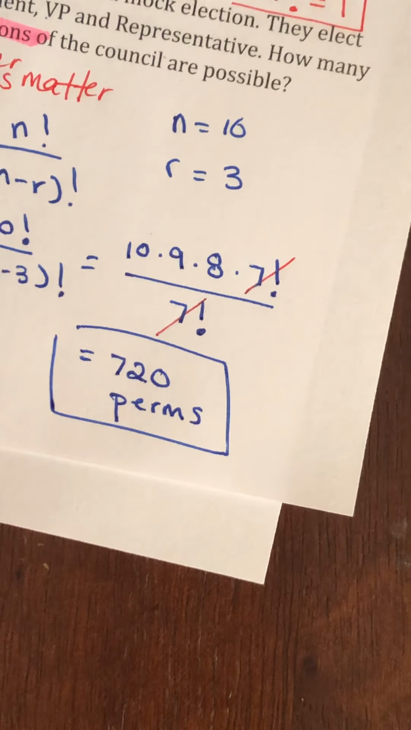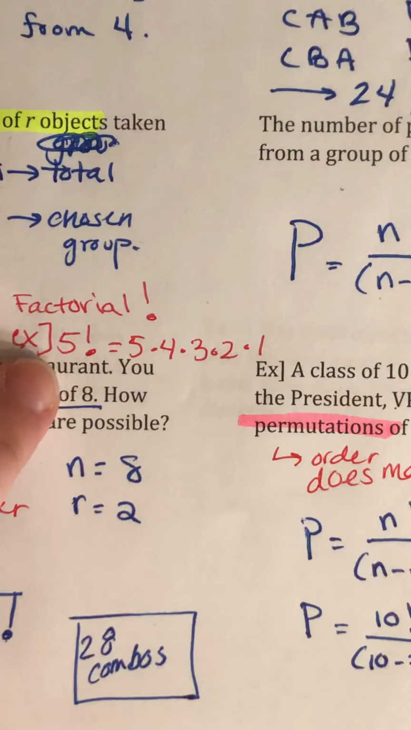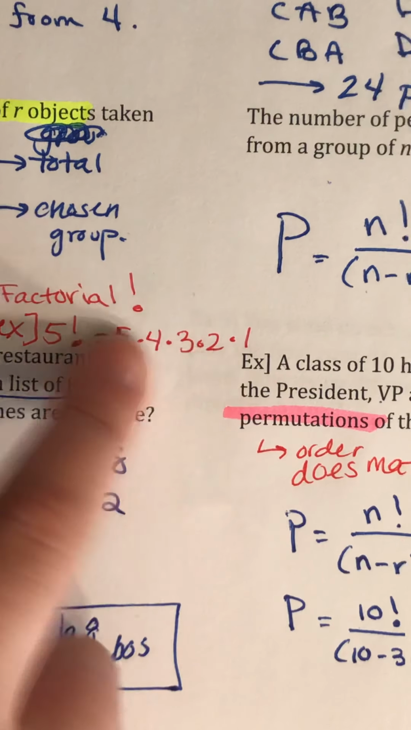You're going to have to use your calculator, or if you're using an online calculator, make sure that when you use an exclamation point, it's registering it correctly. You can always test it by doing 5 factorial. You should get 120.